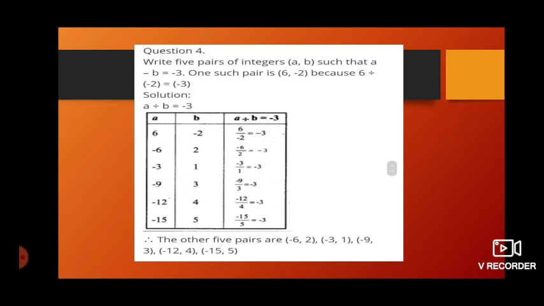In the same way, we can write many, children, wherever you will get 3 as the quotient. For example, you can take 3 divided by 1. Next 12 divided by 4, 15 divided by 5, 60 divided by 20. Like that you can take as many as you can.